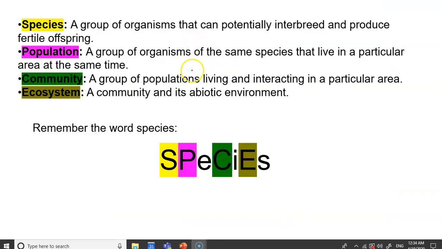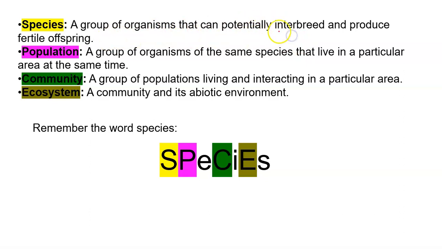This is a great way to learn and understand and remember these definitions. For example, what is a species? A species is a group of organisms that can potentially interbreed and produce fertile offspring. So they need to be able to interbreed, and after interbreeding they need to produce fertile offspring. So not only interbreeding, but also fertile offspring. This is the definition for a species.